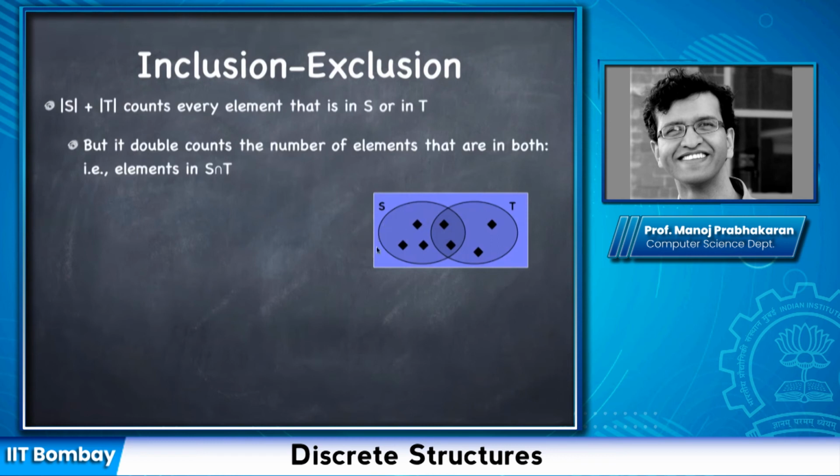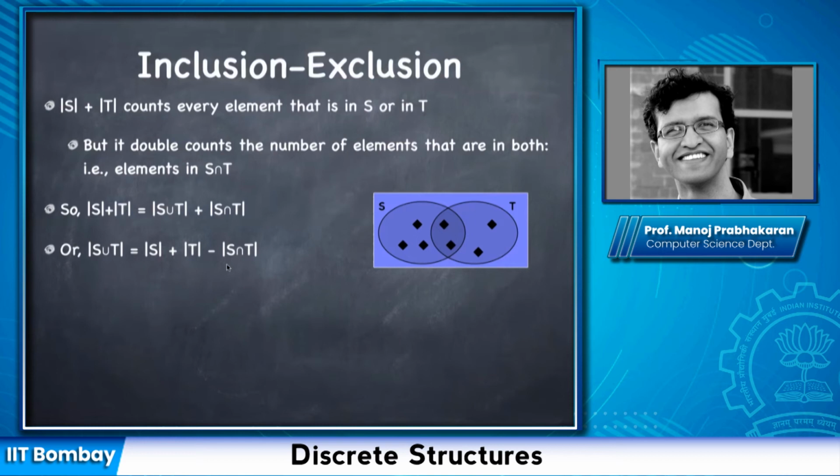Every other element is counted exactly once. In other words, the summation is the size of every element in S union T, the number of elements in S union T, plus one extra count for elements in S intersection T. So the summation is the size of S union T plus the size of S intersection T. Or in other words, the size of S union T is the size of S plus the size of T minus the size of S intersection T.